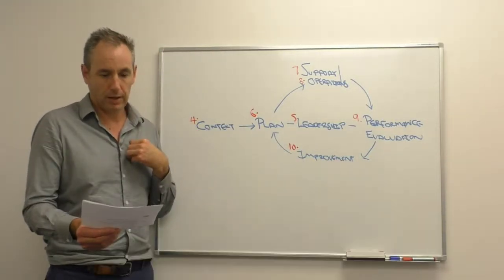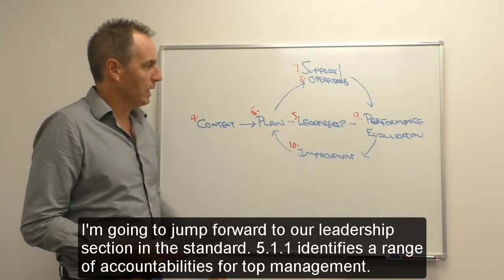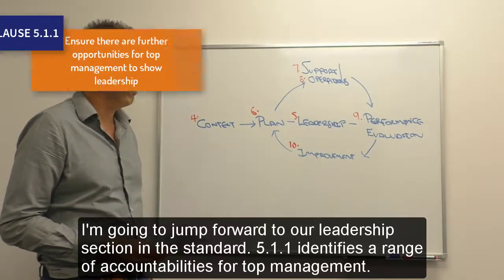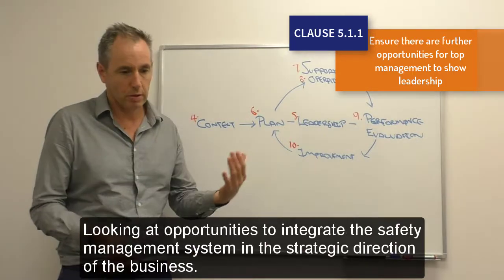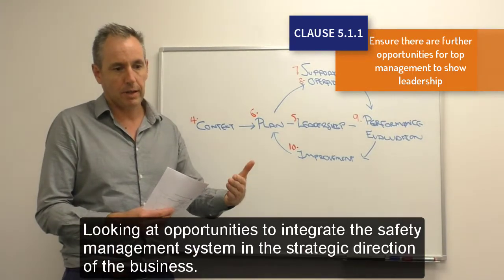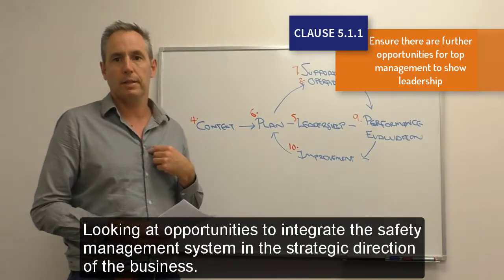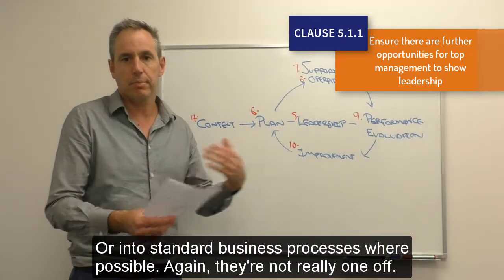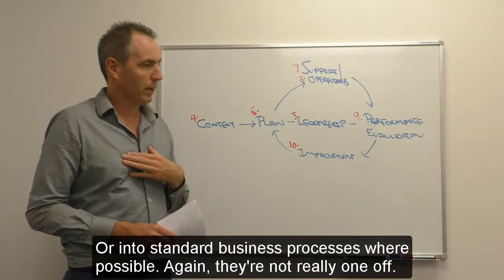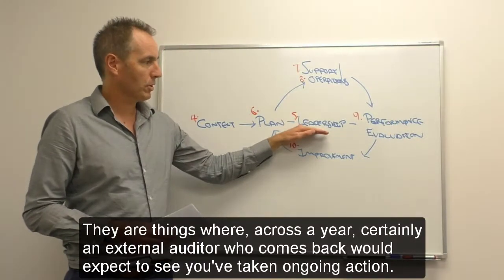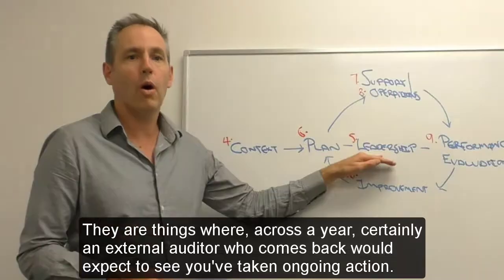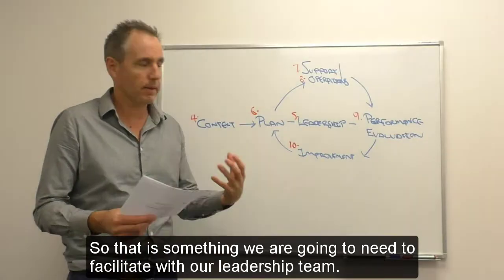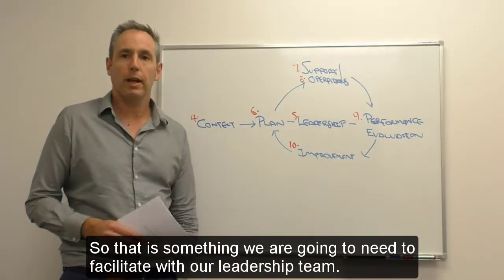Okay, I'm going to jump forward to our leadership section in the standard. 5.1.1 identifies a range of accountabilities for top management, looking at opportunities to integrate the safety management system with the strategic direction of the business or into standard business processes where possible. Again, they're not really one-off. They are things where across a year, certainly an external auditor who comes back would expect to see you've taken ongoing action there. So that is something we are going to need to facilitate with our leadership team.